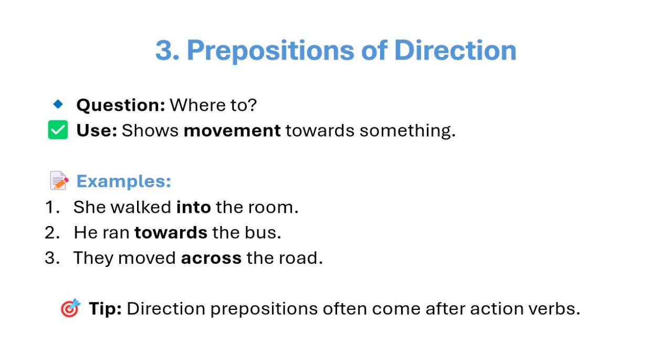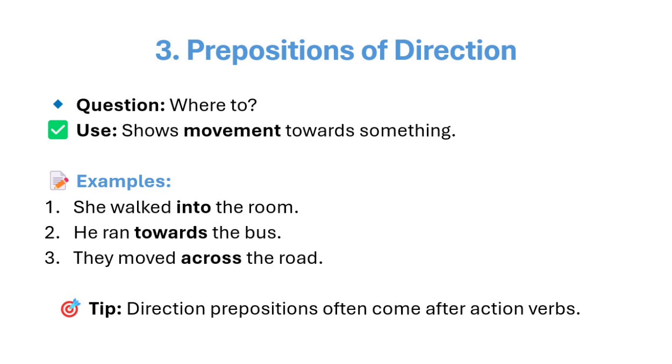What is the preposition here? Into. Now see the second sentence. He ran towards the bus. Where is the movement? Towards the bus. Okay, so what is the preposition here? Towards. Now see the last sentence. They moved across the road. Here across is the preposition of direction.